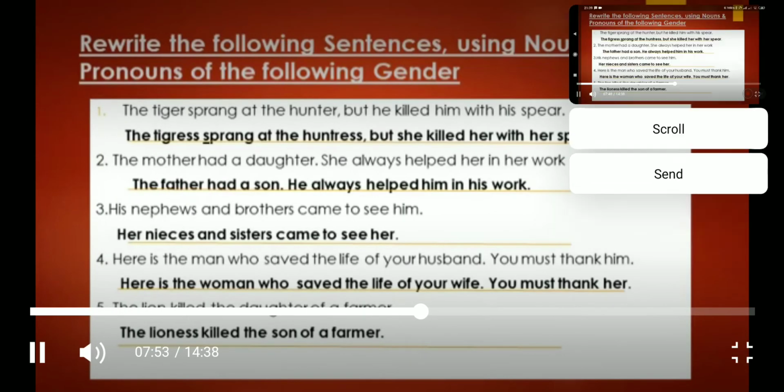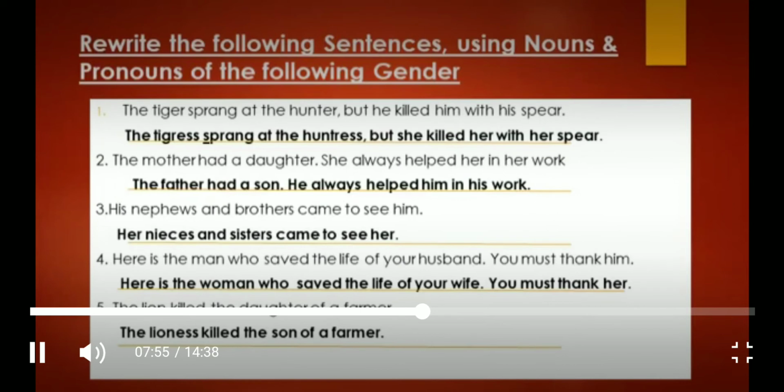The tiger sprang at the hunter, but he killed him with his spear. You have to take a note of the nouns and pronouns you have to change. Here, the tigress sprang at the huntress, but she killed her with her spear. The mother had a daughter. She always helped her in her work.